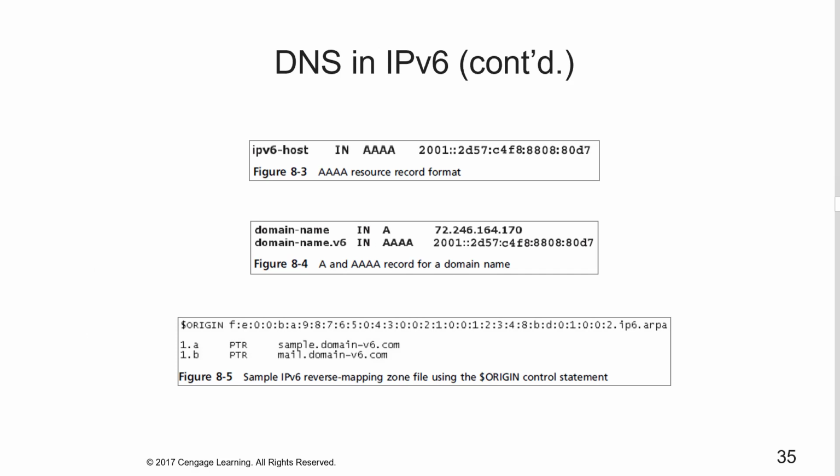So we have a few diagrams here. First is an example of an AAAA, or quad A, record for a resource. In the middle figure, figure 8.4, we see a single DNS entry for a domain with multiple records. One is a standard address record, an A record with an IPv4 address, but then we see a quad A record with an IPv6 address as well. And in the lower figure, figure 8.5, we see a sample of IPv6 reverse mapping zone files, and they're using the origin control statement.